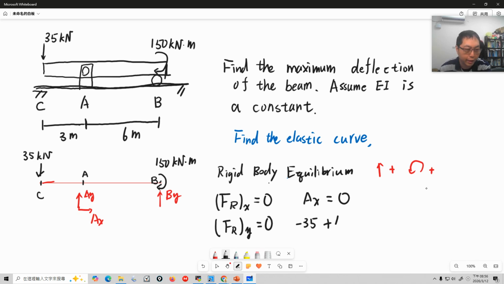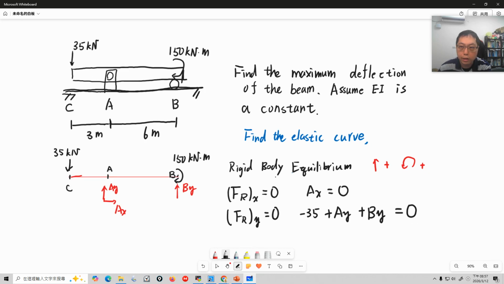So plus AY. And the other y component force is BY. It all sums to zero. So here we have the equation AY plus BY equals 35. But this equation is not enough for us to solve for AY and BY, because one equation with two unknowns is not solvable. So we need to find another condition.